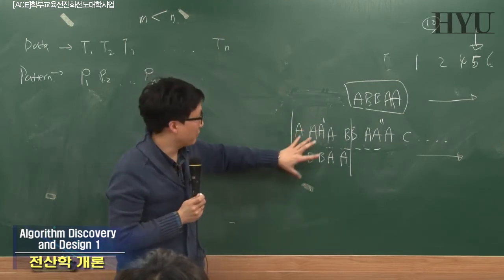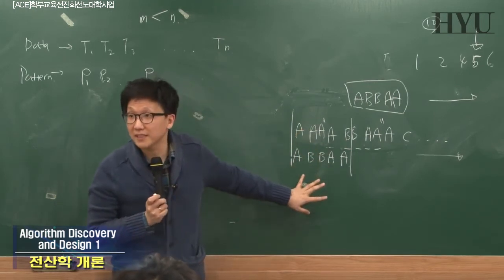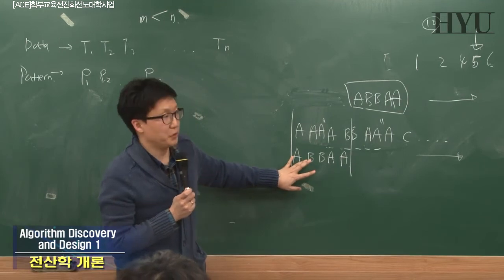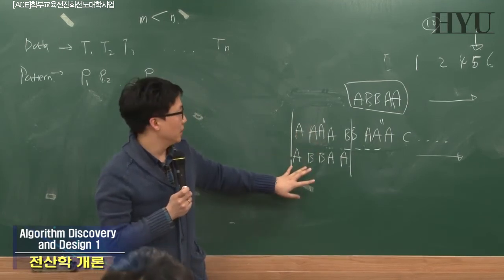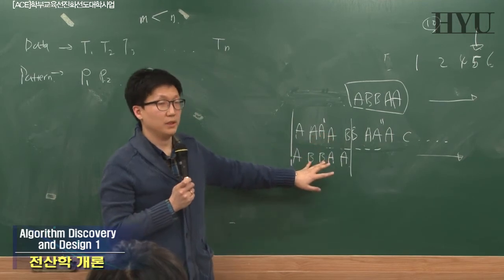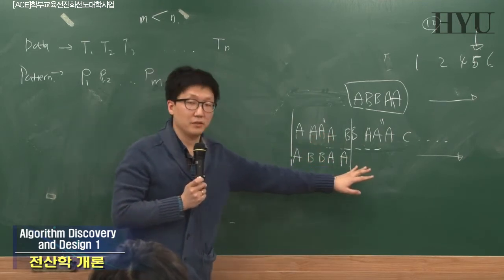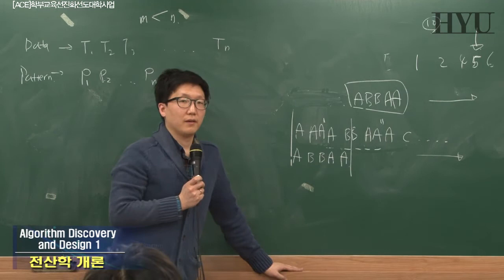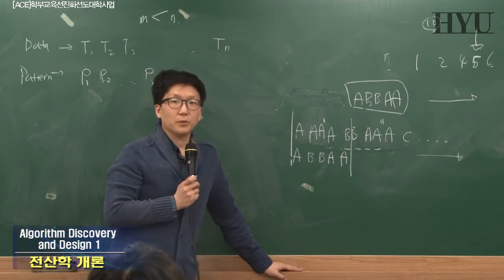Within this 5 characters only, I do a testing. First position A is A, yes. First position of B is A, no, right? So I don't need to do rest of it. Okay. What should I do?